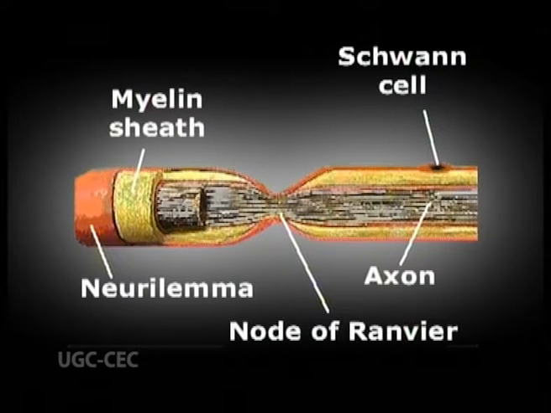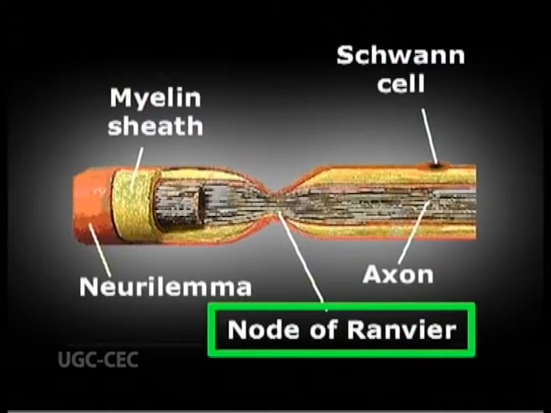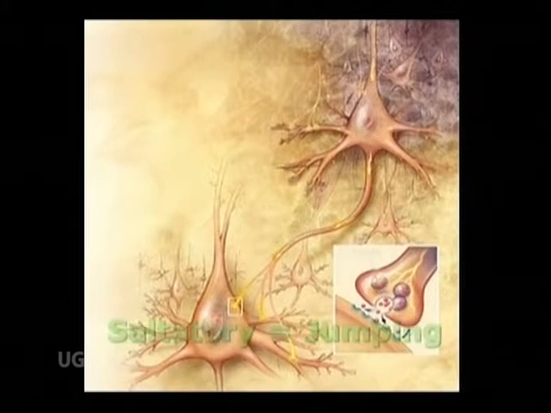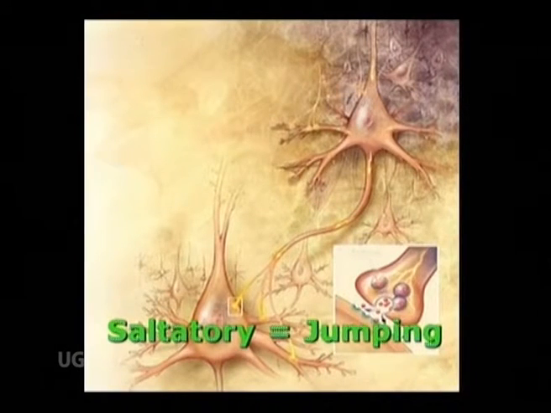Between areas of myelin are non-myelinated areas called the nodes of Ranvier, because fat, that is myelin, acts as an insulator. Membrane coated with myelin will not conduct an impulse. So, in a myelinated neuron, action potentials only occur along the nodes and, therefore, impulses jump over the areas of myelin going from node to node in a process called saltatory conduction.